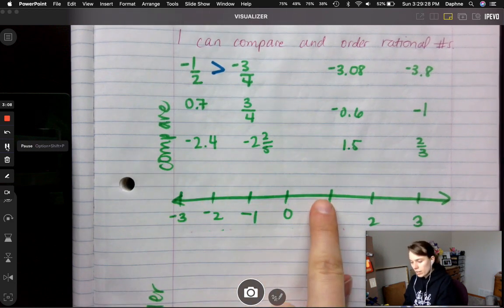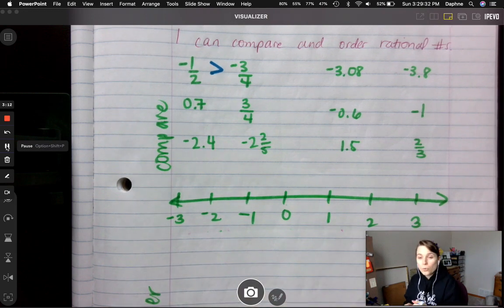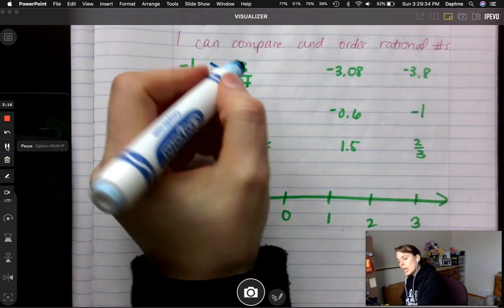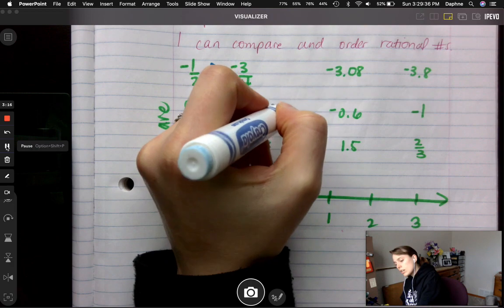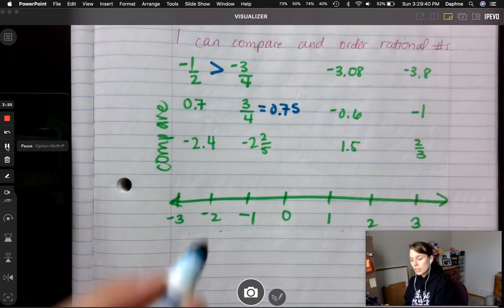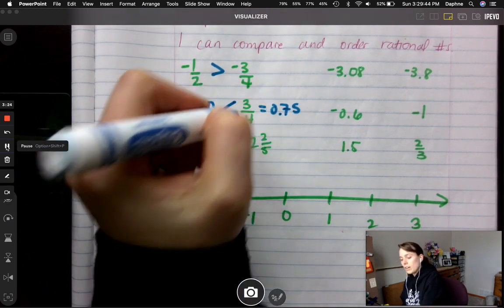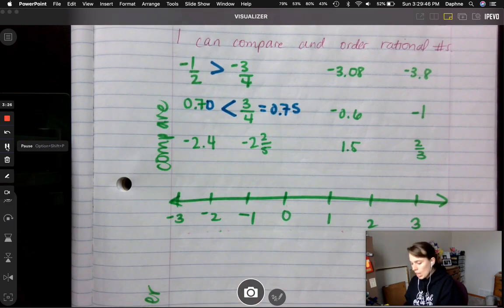7/10 is right around here. 3/4 is really close to it. If you know what 3/4 is in money, notice that 3/4 is 75 cents. So which one's greater? 70 cents or 75 cents? 75 cents. So it'll be a less than sign.